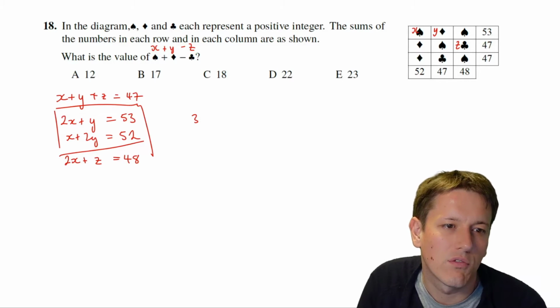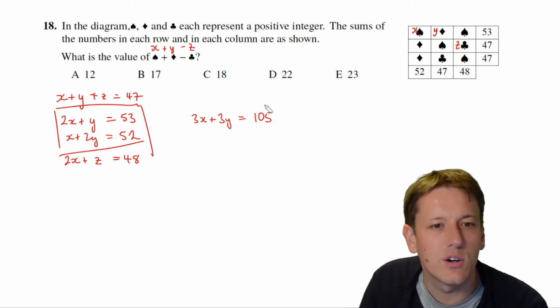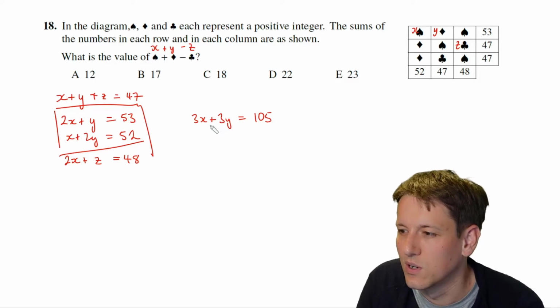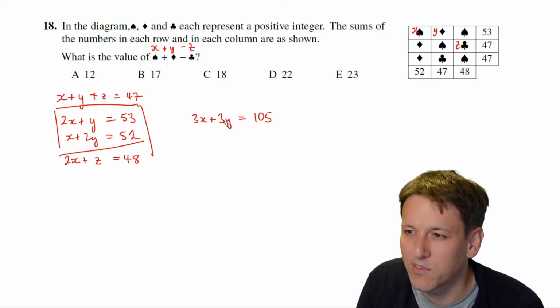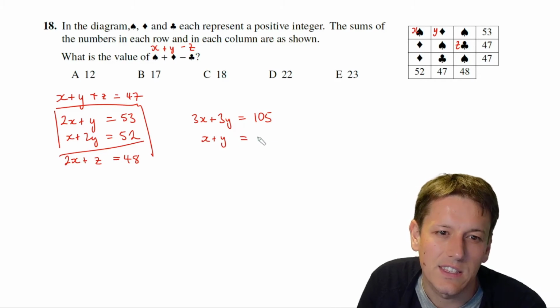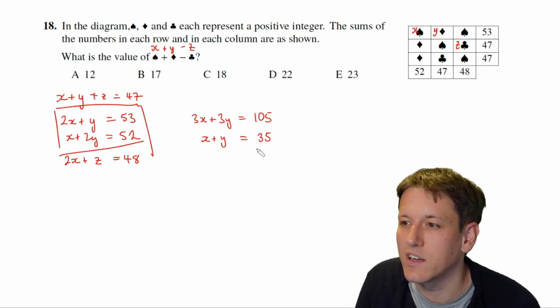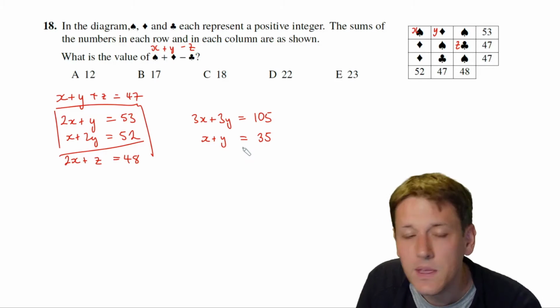And that would give you 3x plus 3y is equal to 105. And this is nice because it's symmetric here, we've got 3x and 3y, so I can divide the whole thing by 3, and I can find that x plus y is equal to 105 divided by 3, which is 35. Okay.